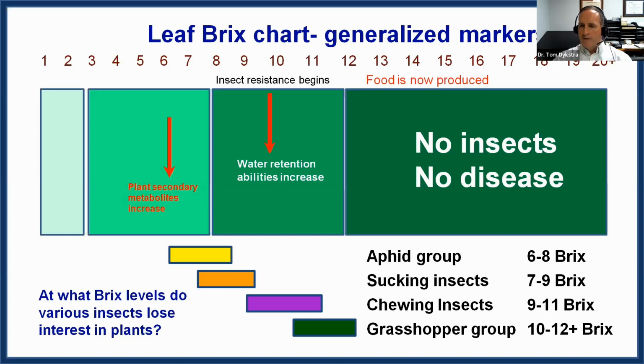And so then we move on to the next level, and we've now got two groups of sucking insects, the aphid group and then the rest of the sucking insects. I have had to separate them because the grasshoppers and the aphid group have separated themselves, but the sucking insects will actually start to lose interest in the plant at about 7, 8, and 9 brix. By the time you get to 9 brix, you have virtually no sucking insects on the plant anymore. But you usually find them below that. The aphid group is a little bit lower, about 6 to 8.